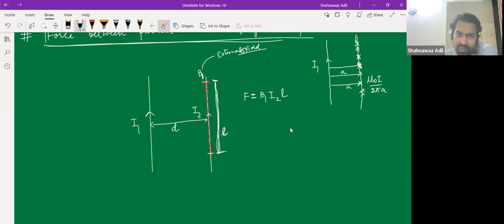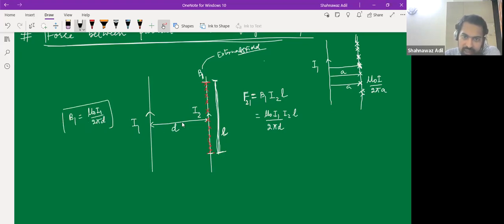Is this point clear? Yes, please. Okay, so this is the force on the I2 current due to the I1 current, right? This is F21. And B1 is how much? B1 is mu naught I1 by 2 pi t. And this is I2 and then L.